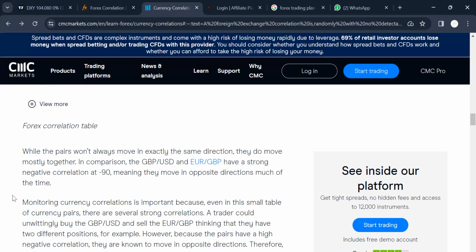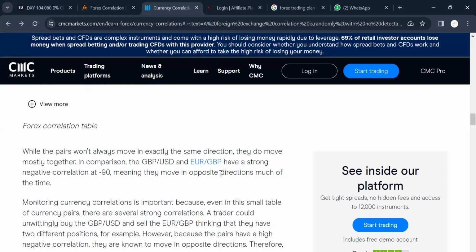That is it. So now, while the pairs won't always move in exactly the same direction, they do move mostly together. Mostly doesn't mean always, right? Now, in comparison, the pound USD and euro against the pound have a strong negative correlation. It is negative 90, almost negative 100. Even though the literal word says negative, it could be advantageous to you that you can trade the two.